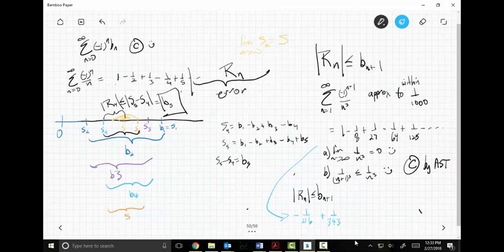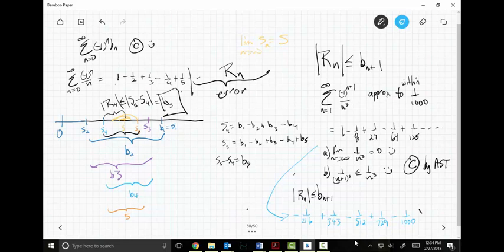64 times, what's 64 times 8? 512, right? So I've got minus 1/512. And then plus 81 times 9 is 729, so 1 over 729. And then minus 1/1000th.